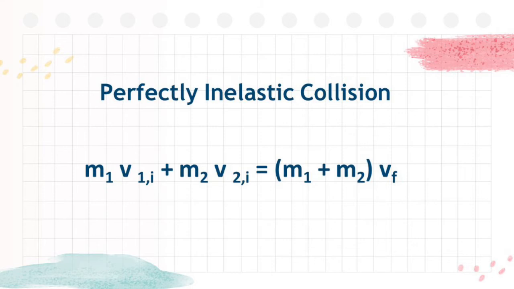This simplified version of the equation for conservation of momentum is useful in analyzing perfectly inelastic collisions. When using this equation, it is important to pay attention to signs that indicate direction. In figure 3.2, v1i has a positive value, with m1 moving to the right, while v2i has a negative value, with m2 moving to the left.